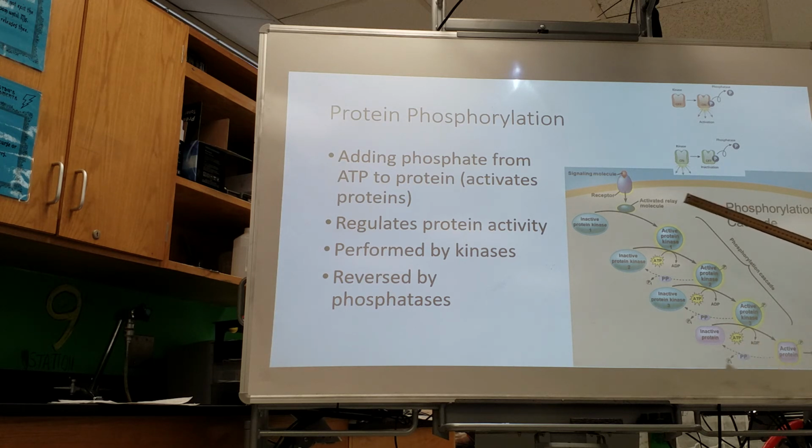So for example, this guy turns on this kinase, which takes this guy and turns him on, which takes this guy and turns him on, which activates this protein, which does a response. Most I would expect you to have to do with this is they would give you a diagram and you would have to interpret it.